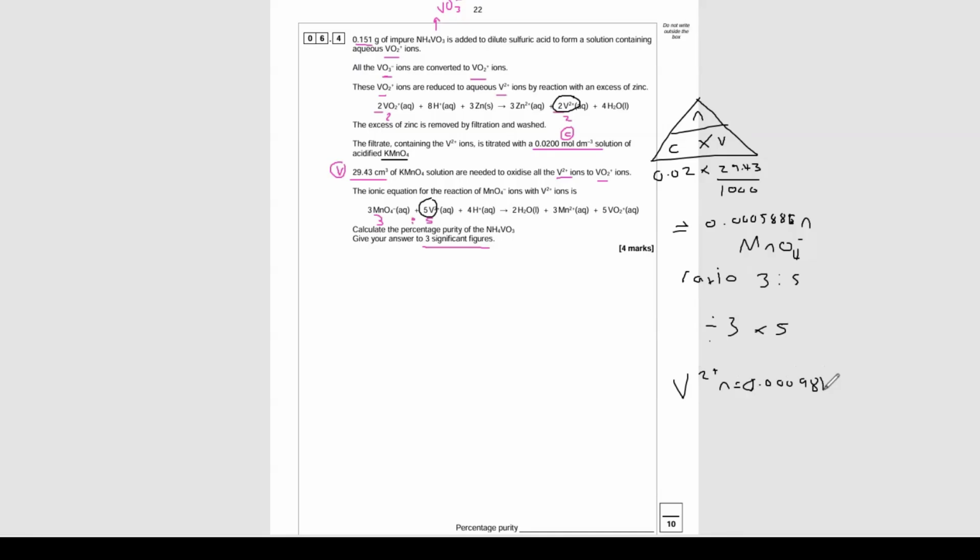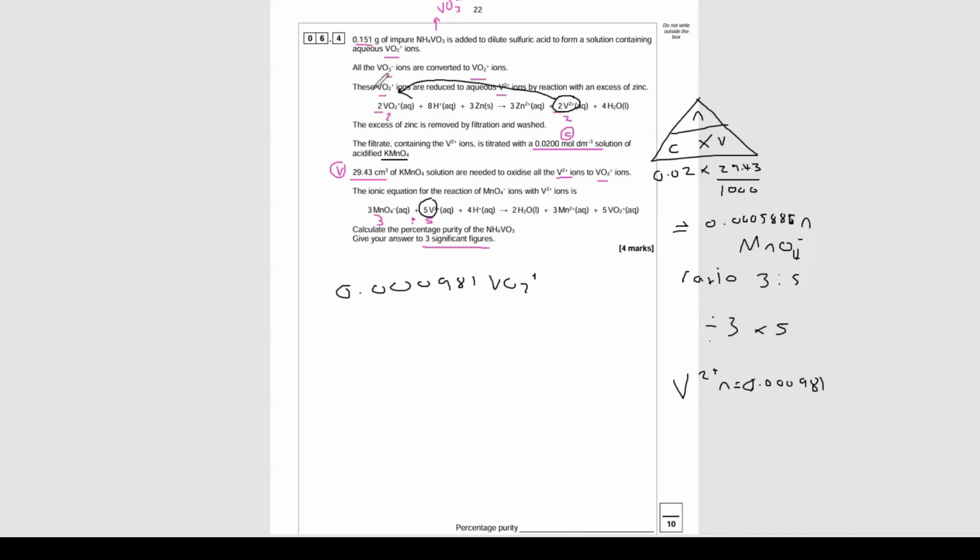Now that I've got that, right, I've got the V2+ 0.000981. Is that right? I should double check on my calculator. Got to do loads of checks here. Now I've got the link of that to that. No, you don't need to go 5 to 2. That is the V2+ that's there. So now we come up here and we go, oh, hold on a minute. If I have 0.000981 of that, then I've also got 0.000981 of VO2+, because it's 2 to 2.